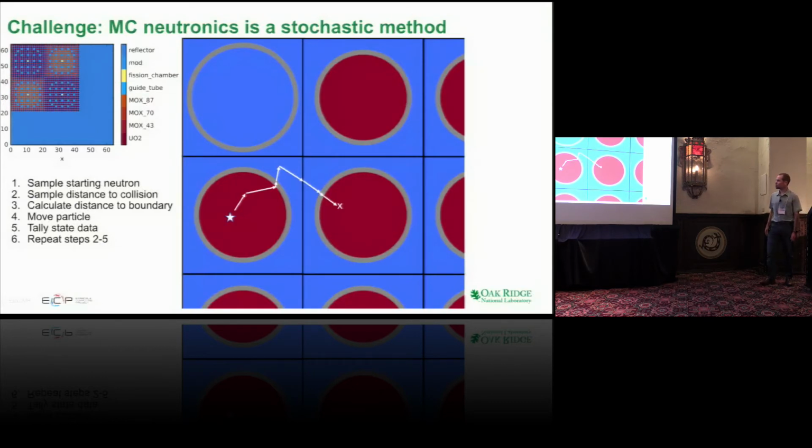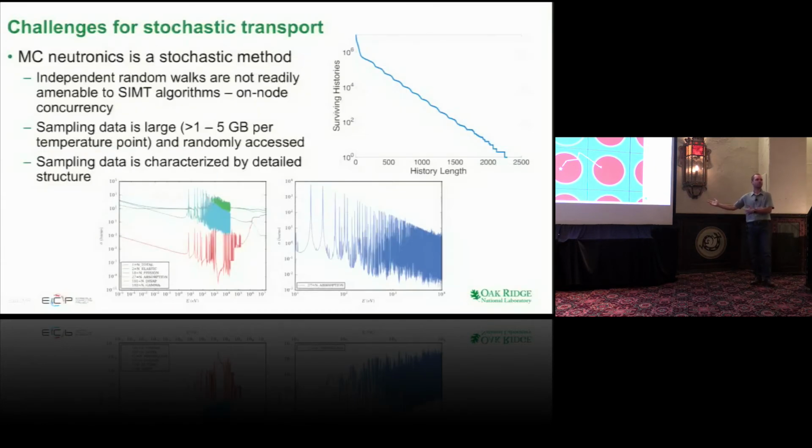And then we just wash, rinse, repeat over and over again, and we accumulate statistical averages of all these quantities. So in concept, this is very simple. All right, why is this really challenging when we're talking about moving to these complex heterogeneous devices?